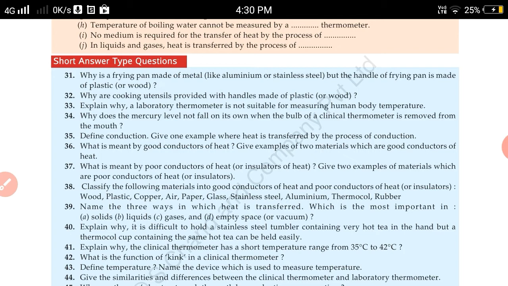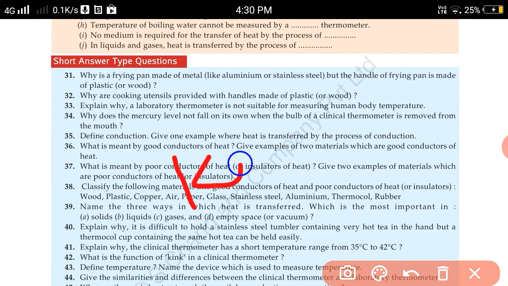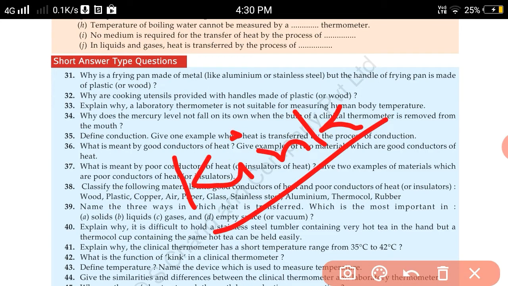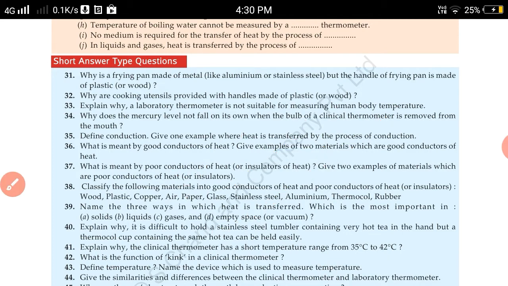Explain why a laboratory thermometer is not suitable for measuring the human body temperature, as it does not have a kink. A laboratory thermometer has no kink, that's why its temperature automatically falls down when we keep it out of the body. So it will never give us the correct recording of temperature.